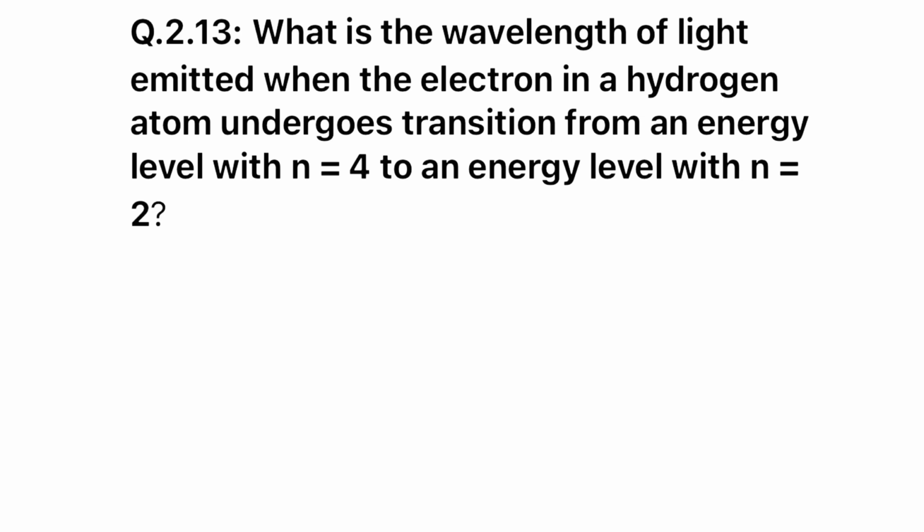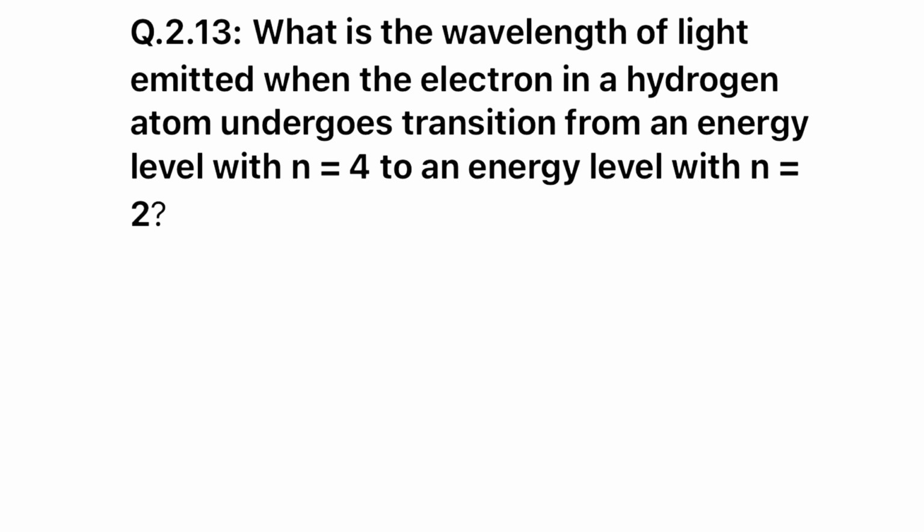What is the wavelength of light emitted when the electrons in a hydrogen atom undergo transition from an energy level n = 4 to an energy level with n = 2? See here, what is the scenario? Electron is shifting from one shell to another shell, right? From n = 4 to n = 2. Correct, right? Definitely at that time energy will be released out in the form of light, and we are supposed to find the wavelength of that light.